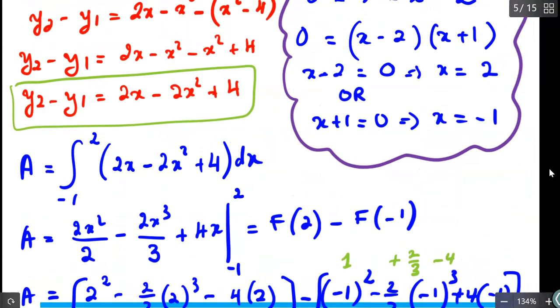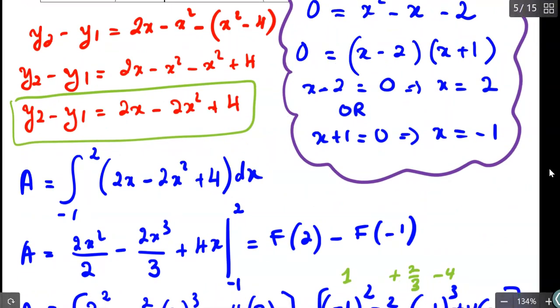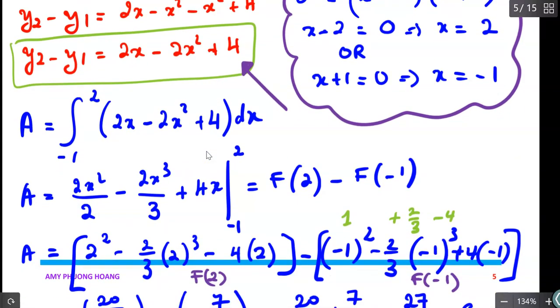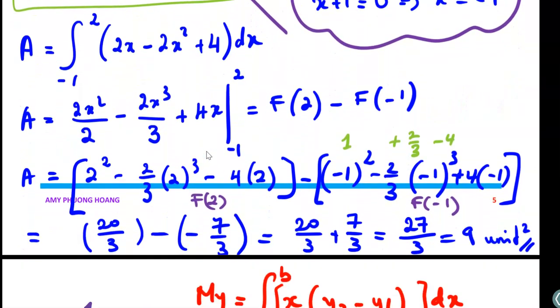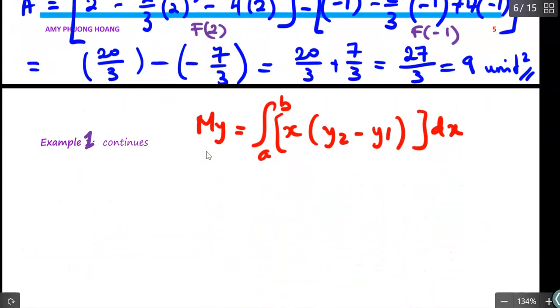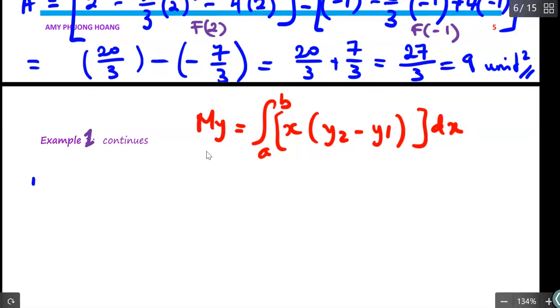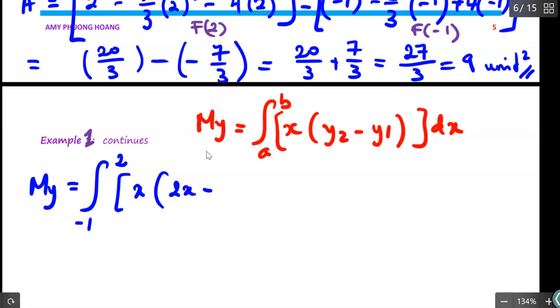Okay, so remember here that I mentioned to everyone, this is so important. y2 minus y1 is already figured out for us right here, right? And do not try to simplify this because it will affect your next part of the calculation as well. I don't want a simple mistake here to lead to many other errors later on. So in this case, I will write My, the integral from negative 1 to 2 of x, and I multiply y2 minus y1.